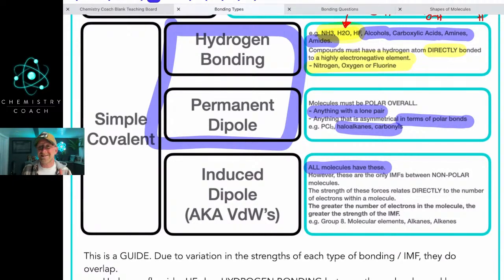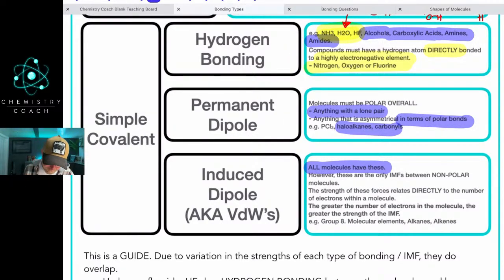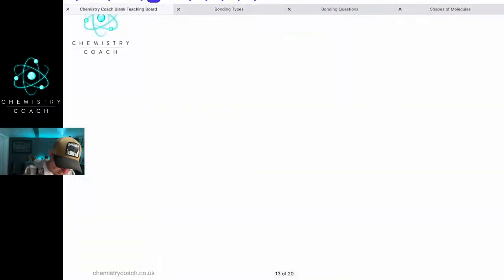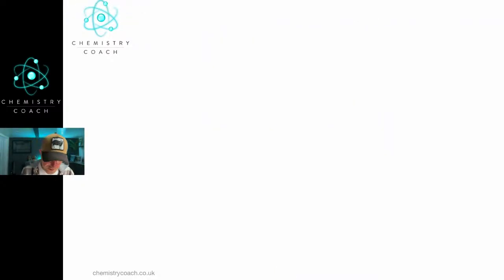And that can be the difference if you can't tell what the difference is between two molecules. I'll give you an example of that and what I mean. That doesn't make much sense right now, but I promise I'll go through it. So all molecules have these. In fact, let's just talk about that very quickly now. I'm just going to go to this and I'll prove it to you. So all molecules have induced dipole forces.